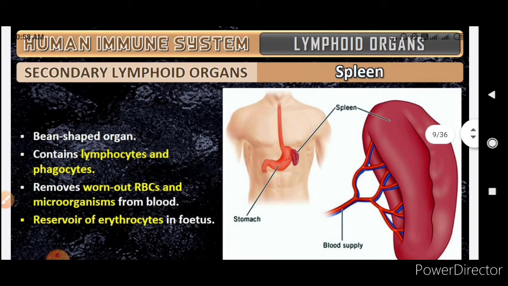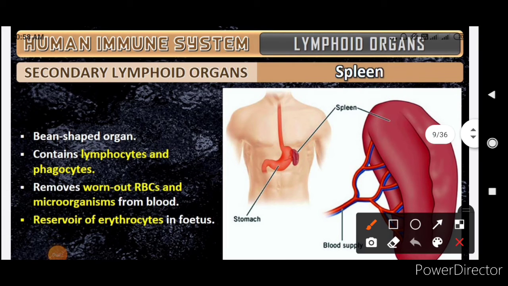Now we come to the spleen. The spleen is a bean shaped organ. It contains lymphocytes and phagocytes. It removes worn out RBC and microorganisms from the blood, and it is the reservoir of erythrocytes in the fetus.